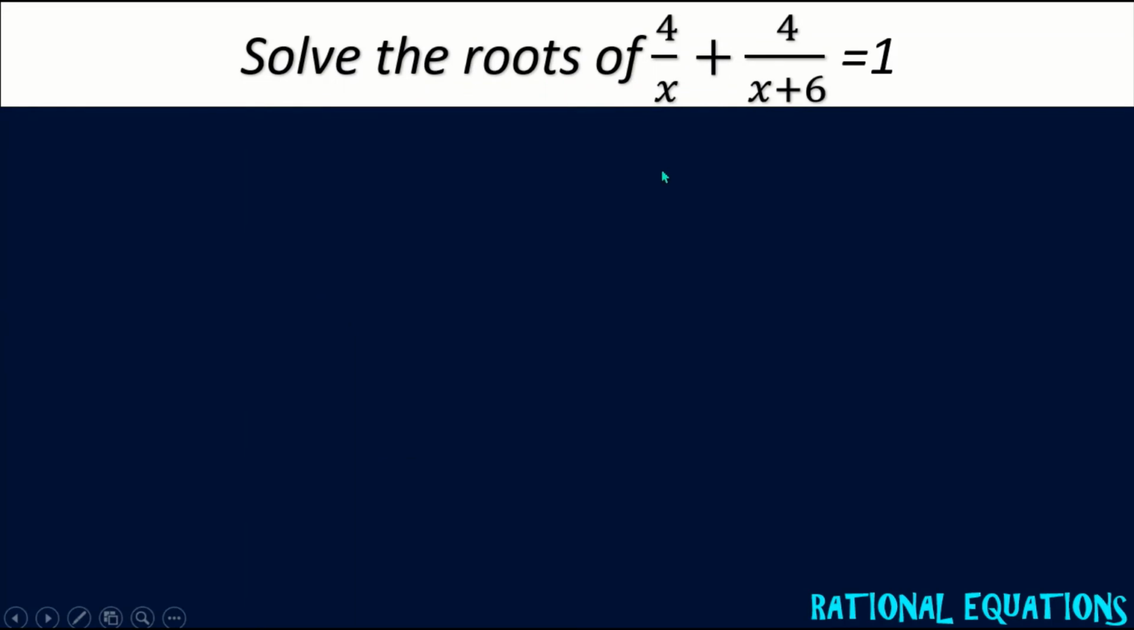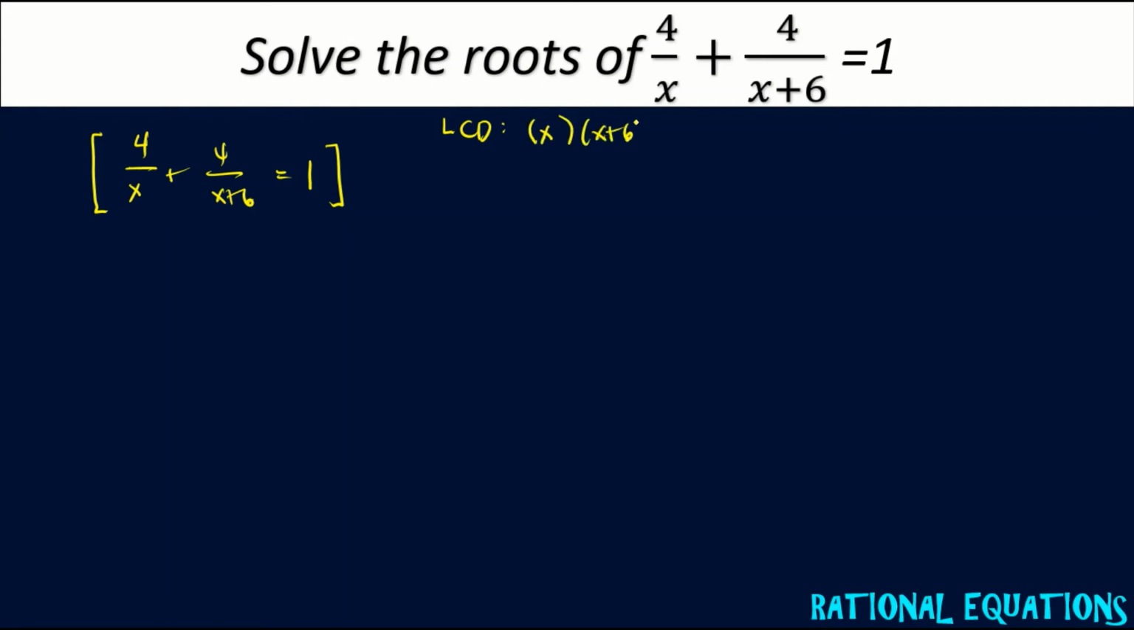Example number 3. Solve the roots of 4 over x plus 4 over x plus 6 equals 1. So in here, copy the given. We have 4 over x plus 4 over x plus 6 then equals 1. And then multiply both sides of the equation by the LCD. So our LCD, we have x and x plus 6. So we have x times x plus 6.